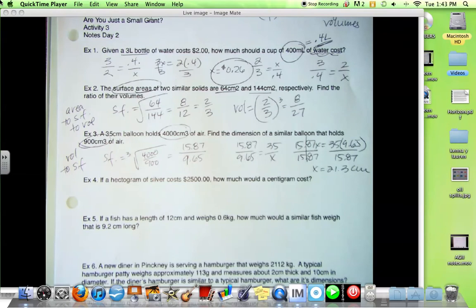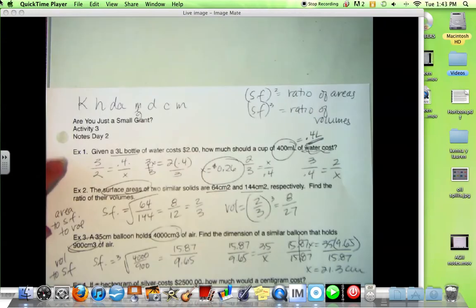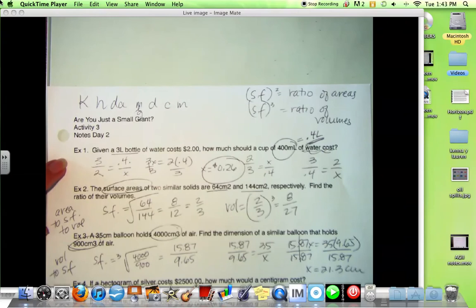Sample 4. If a hectogram of silver costs $2,500, how much would a centigram cost? Ooh. So, what are a couple of things that we need to work on here? Same label. Okay, we need the same units, and then we can do what? The cost. How are we going to figure out the cost? Set up a proportion. It's very similar to what we did up here, isn't it? Changed our units, set up a proportion.